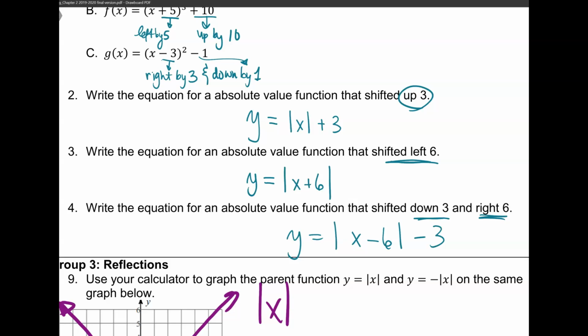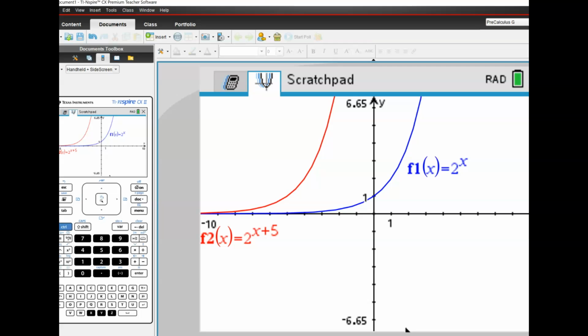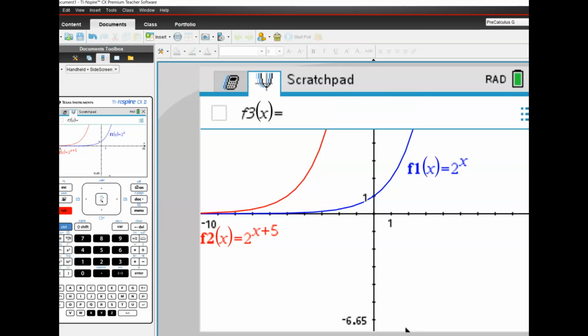Group 3 is reflections. So let's use the calculator to graph absolute value of x and negative absolute value of x on the same graph. So we go back to our graph. Oh my gosh, I gotta push tab so I can delete all my stuff.